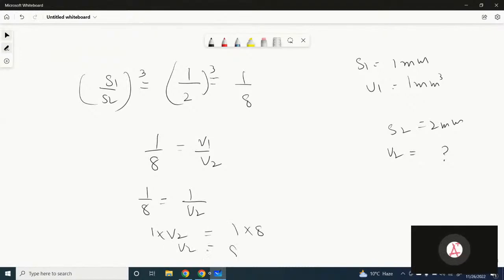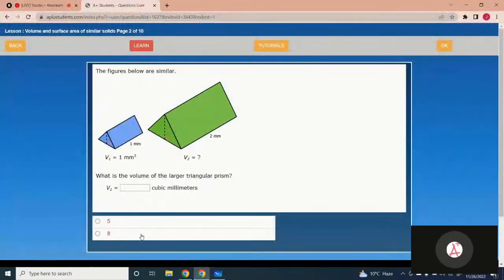So V2 equals 8 millimeter cube. Got it? So the correct option is 8. Just select the correct option and click on the OK button. So the correct option is 8 cubic millimeter.